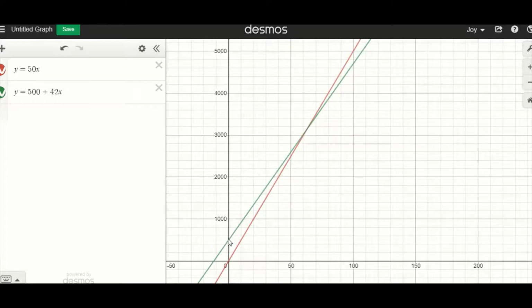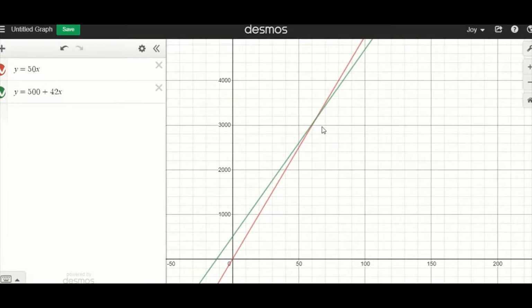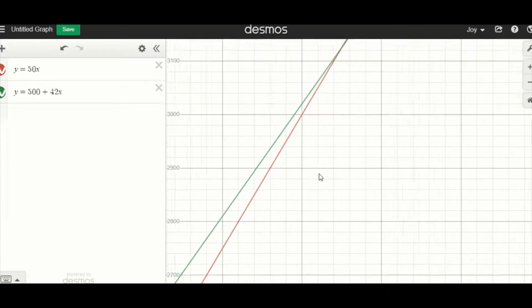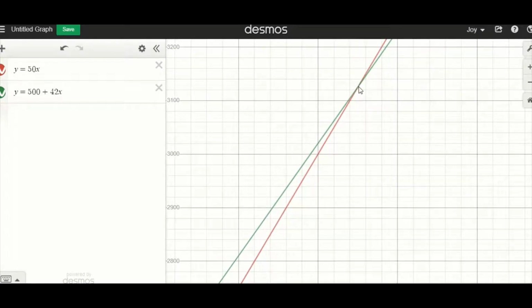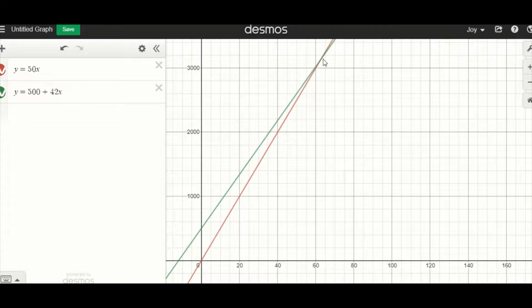So where do these two options intersect? Well, here's our second line. $500 is our starting point, but $42 per person. So it looks like somewhere around here, these two lines intersect. Two lines intersect somewhere between 60 and 65 people. So what this tells us is that if we are going to have more than this number of people, it would be better for us to take the second option, which is the $500 plus $42 per person. If we have fewer than this number of people coming, it is better to take the first option.